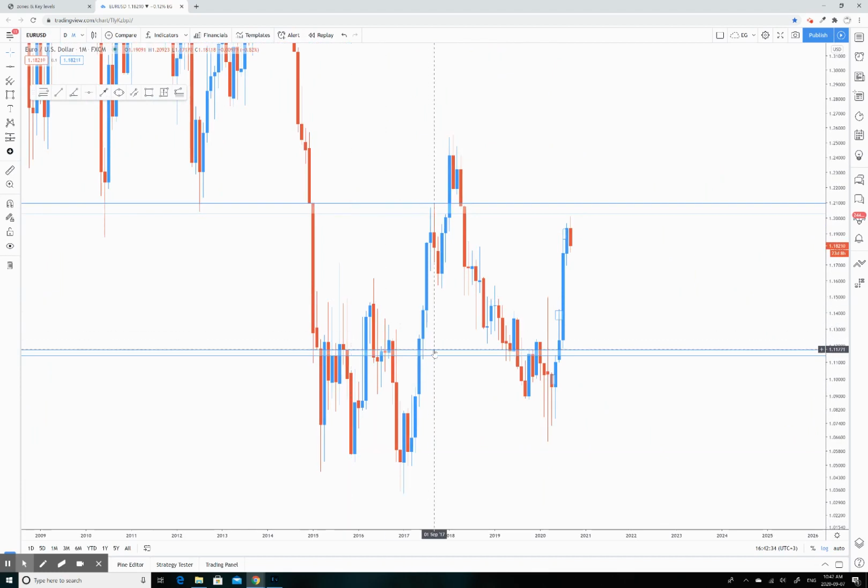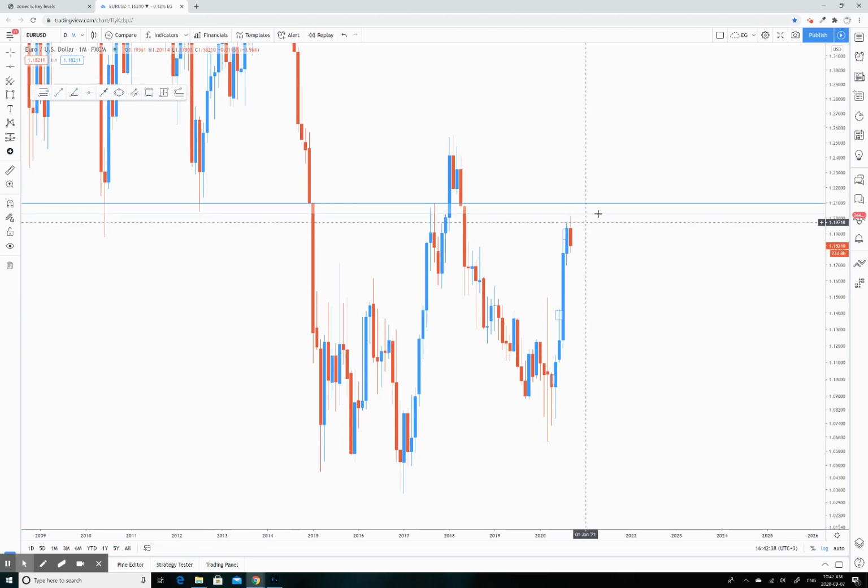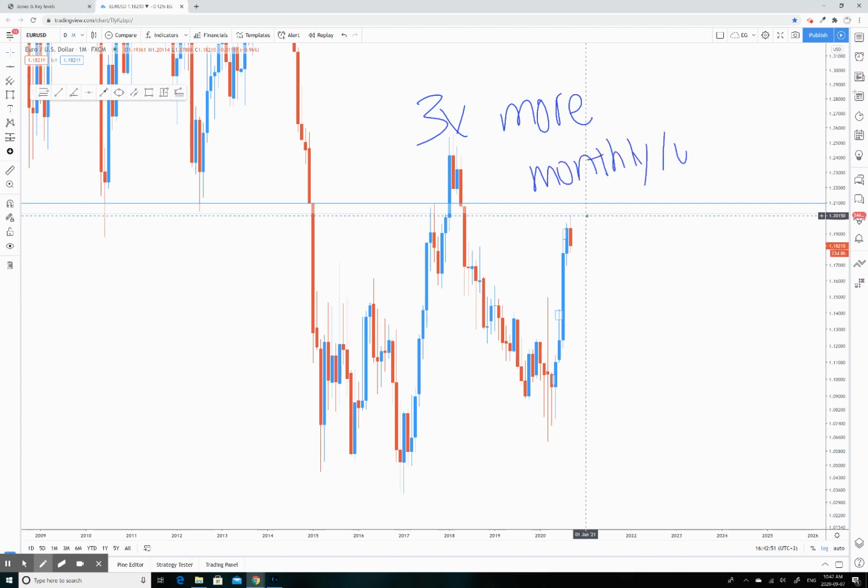And that's the big difference. So the big difference is you want to zoom out. You want to make sure these key areas have been respected multiple times. I always say as a rule of thumb, 3 times or more, and on the monthly and weekly time frame. And that's the big difference. So there's no kind of magic trick to it. It's just you have to go through and get used to it. But that is my take on this.